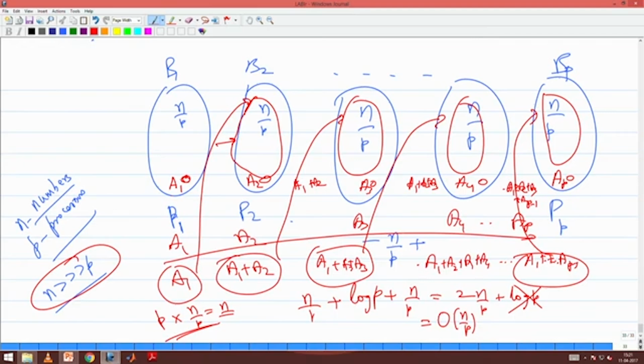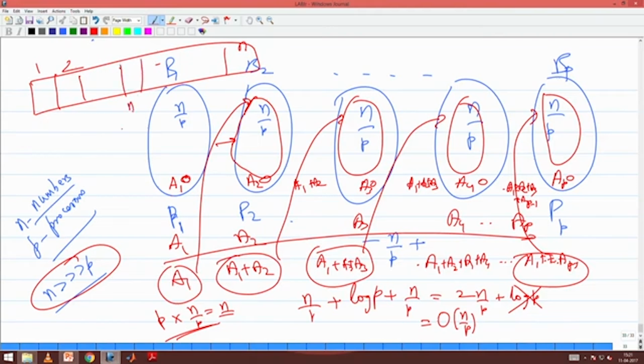See, this is on a full array of n, indexed 1, 2 till n. This is one array of n elements. P1 will read from 1 to n by p. P2 will read from n by p plus 1 to 2n by p. So Pi will read from (i minus 1) times n by p plus 1 to i times n by p. Ultimately everything will be stored in the array itself, and you go and read from that array.